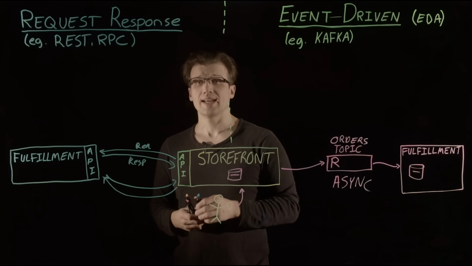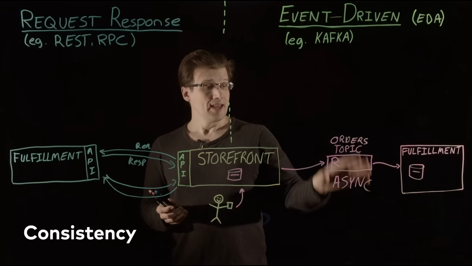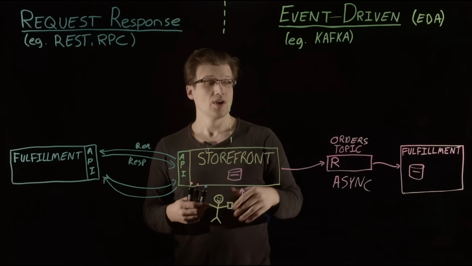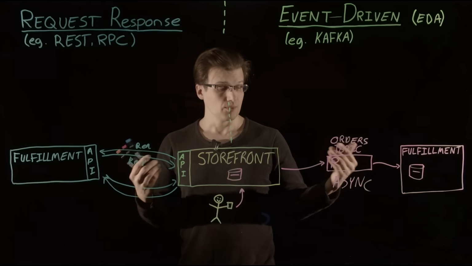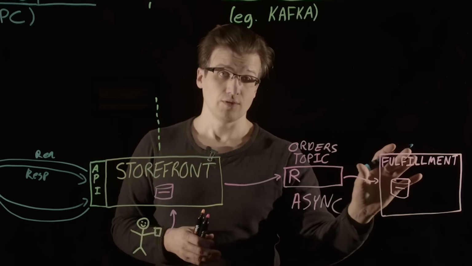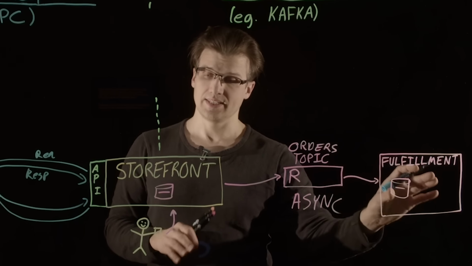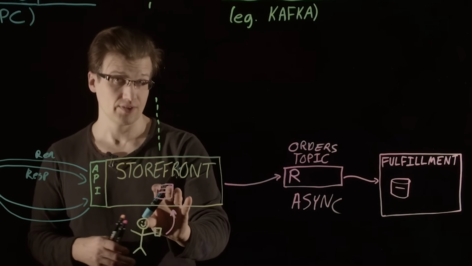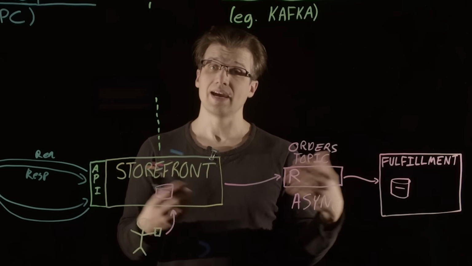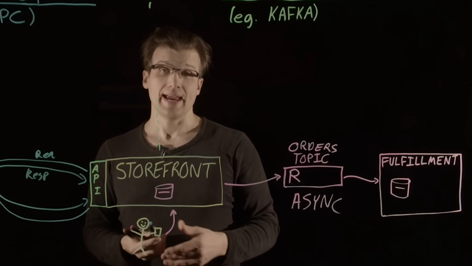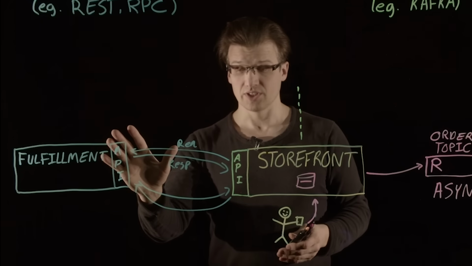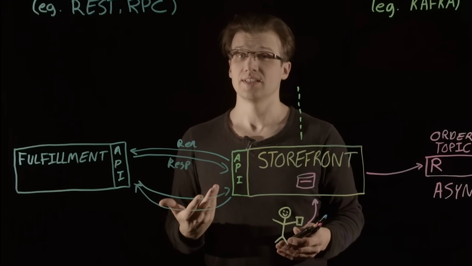The third factor we'll look at is consistency. This asynchronous temporal decoupling of event-driven architectures gives us a restriction known as eventual consistency. So this fulfillment service will be eventually consistent with the orders that were placed in the storefront service, but that might take some time. How much time it takes will depend heavily on the volume of events and the consumer's processing rate. In request response services, you often have an easier time with consistency.